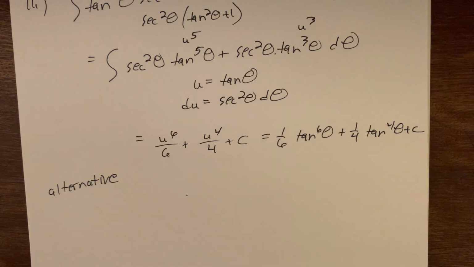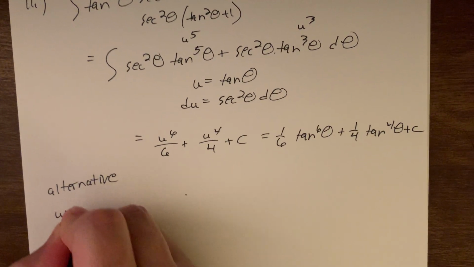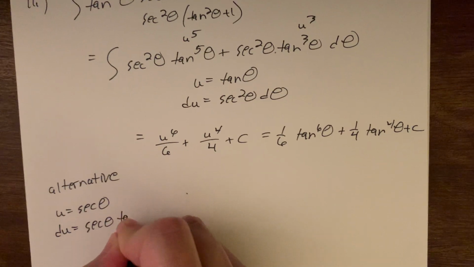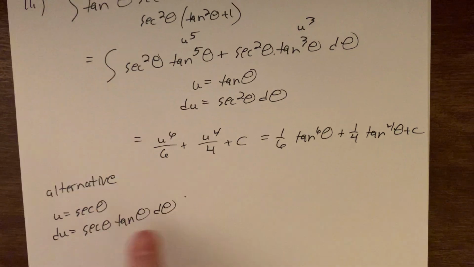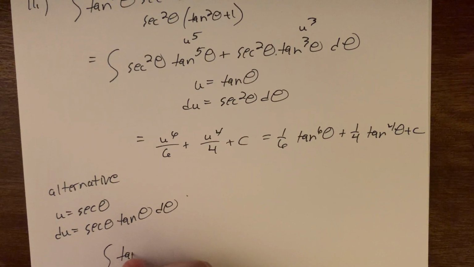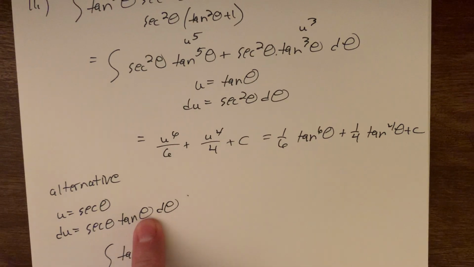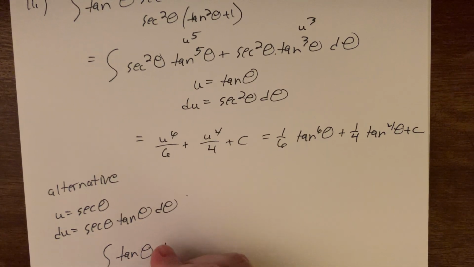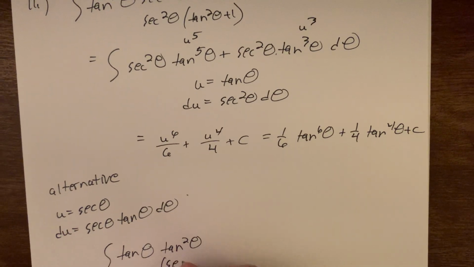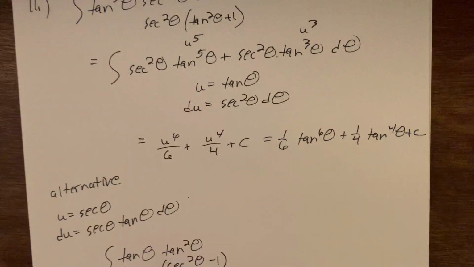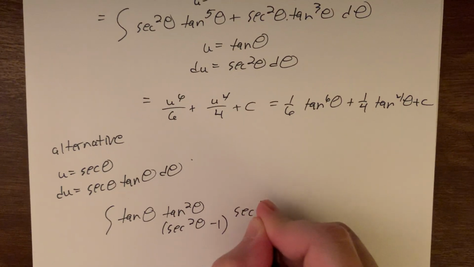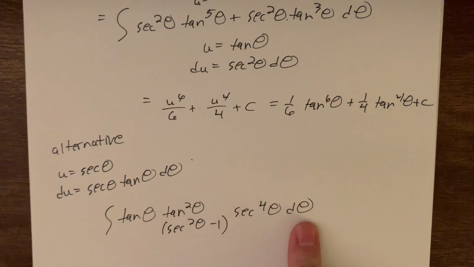And that happens here. If I think about u being secant, well, the derivative is going to need a secant and a tangent. So with that thinking, let me kick one tangent by itself, preparing for that. The other two tangents, tangent squareds, those will be converted into secant squared minus 1. And then we still have the secant to the fourth at the end.